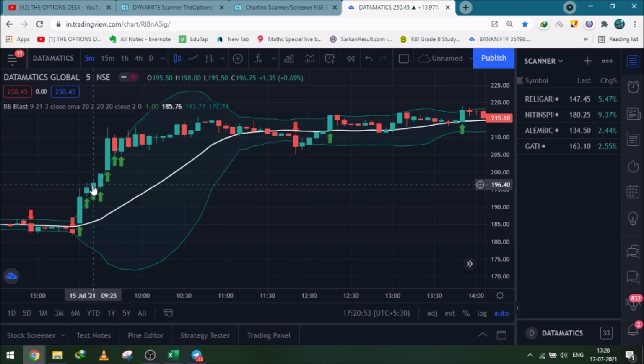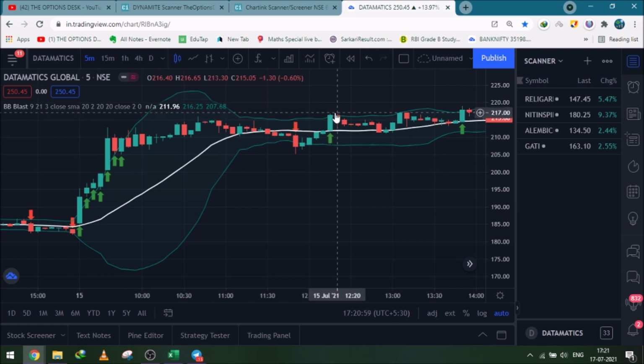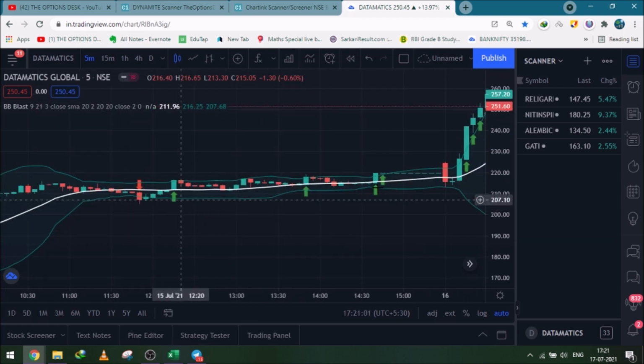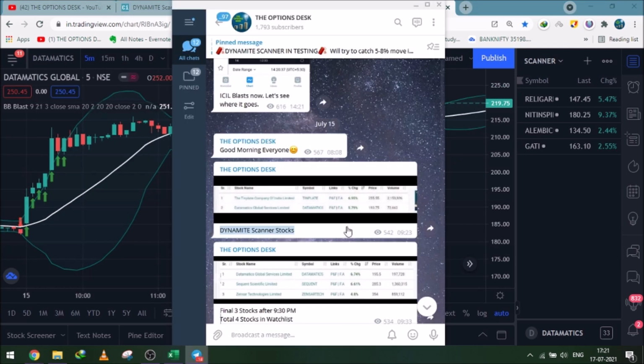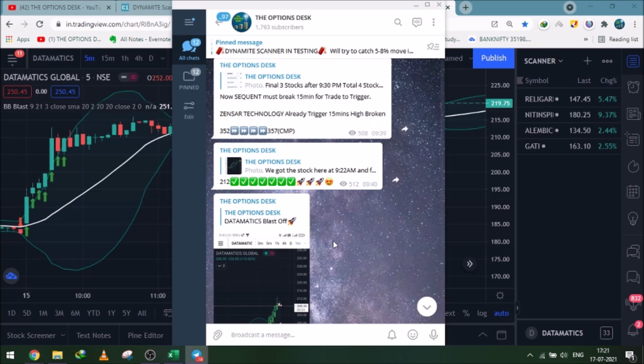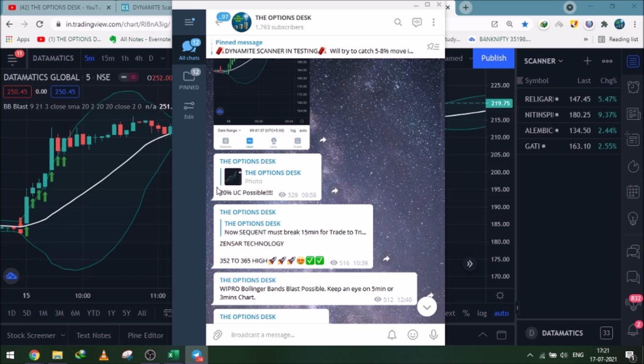Even if we bought at this candle, see the Datamatics move. It moved from 195 to somewhere around 215, and in the end it also got an upper circuit, which I was saying it would get. Okay, and it did get it. I said here, Datamatics, we are cheering for the upper circuit here. 20% upper circuit possible. I mentioned it at 9:58 itself.